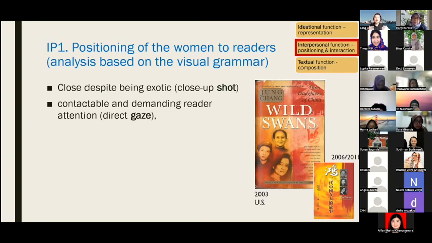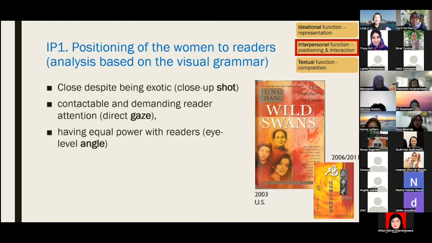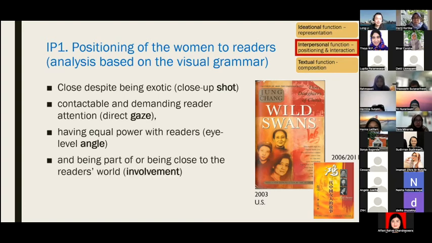They also demand reader attention and invite readers into their world because they look at you. There is direct gaze. They have equal power with readers because the camera angle of the photos is at an eye level, which suggests equality. Even though these are extraordinary women in China, they are positioned to be equal to Western readers. And they are also part of the reader's world because the images are mostly frontal, which means we are part of the same world, even though they are exotic.